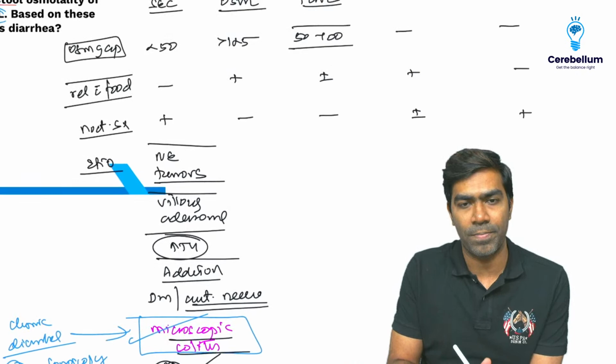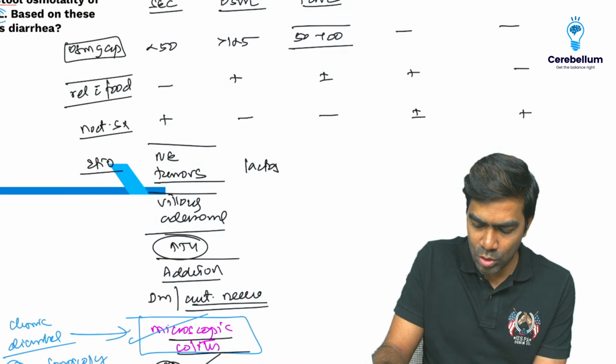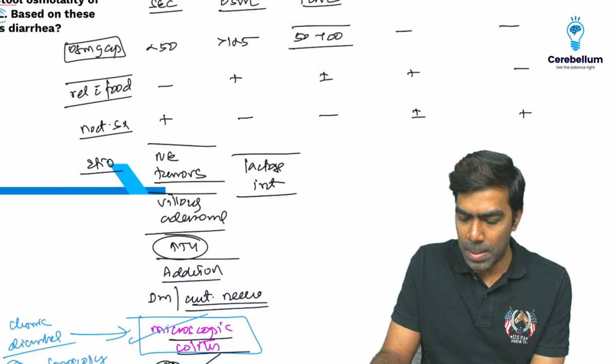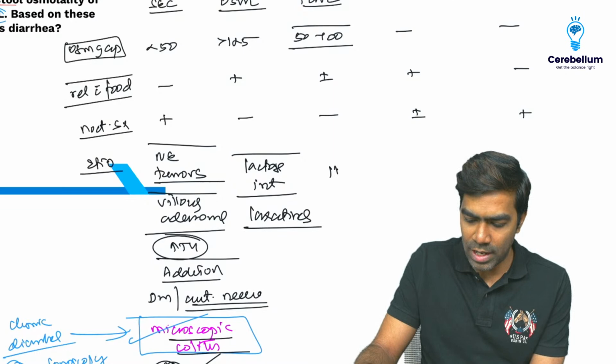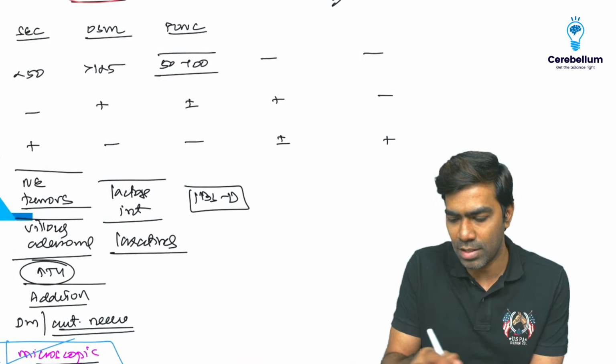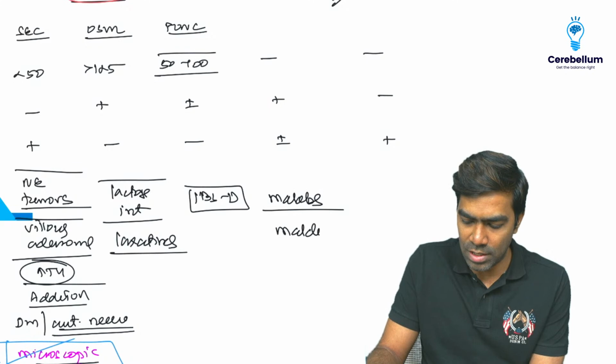And what about osmotic diarrhea? What are the common causes? Lactose intolerance or lactase deficiency. Second one will be laxative abuse. That's the usual cause. What about functional diarrhea? IBS of diarrheal type, IBS-D, is the usual reason for functional diarrhea. What about fatty diarrhea? It's divided into two. One is called malabsorption. Second one is called maldigestion. The best example of malabsorption will be celiac disease.